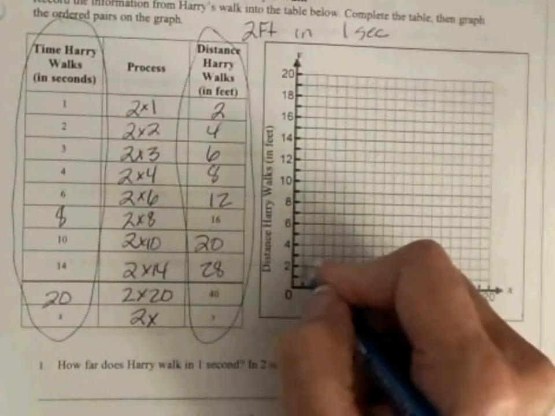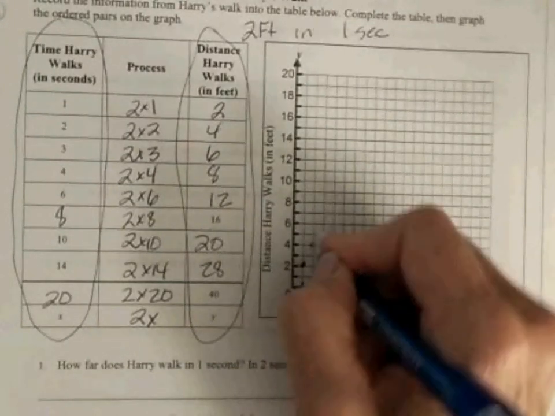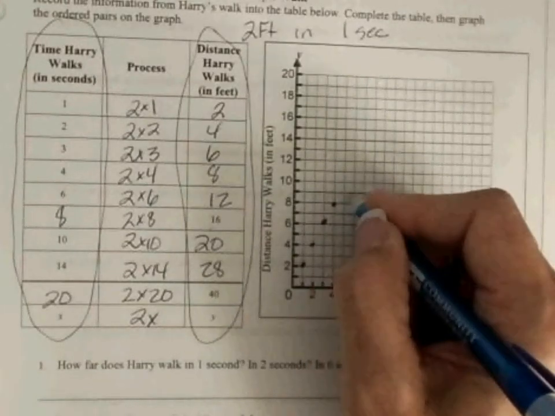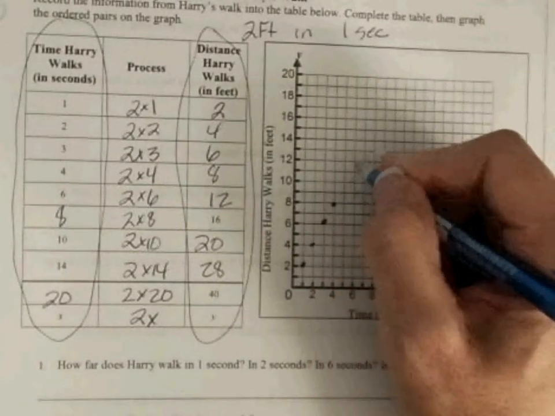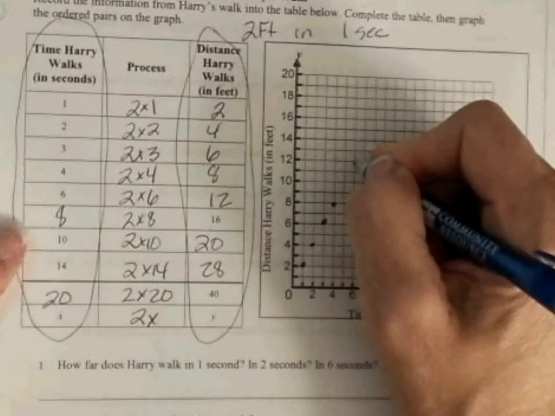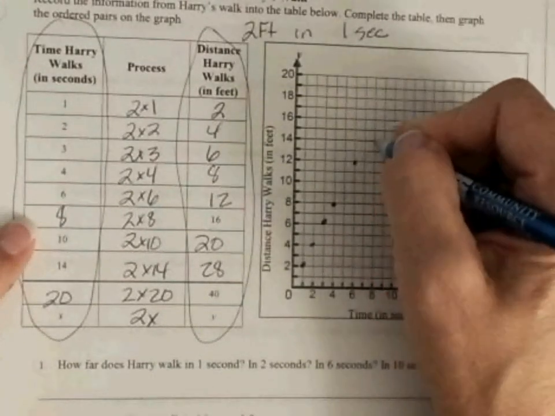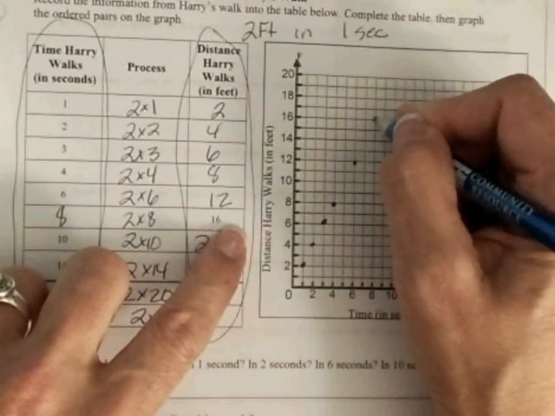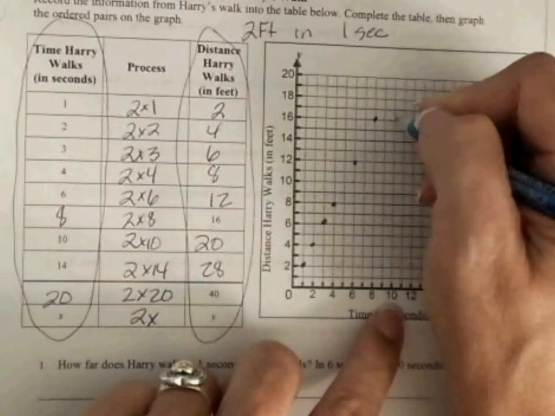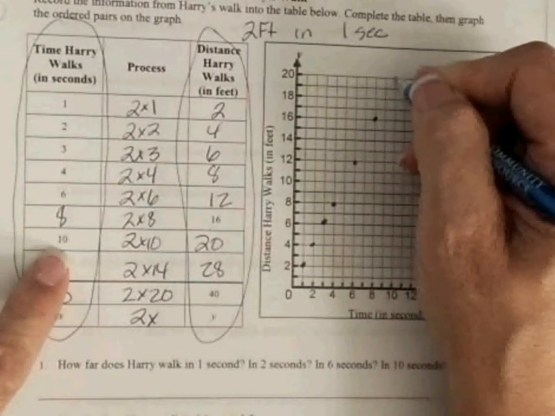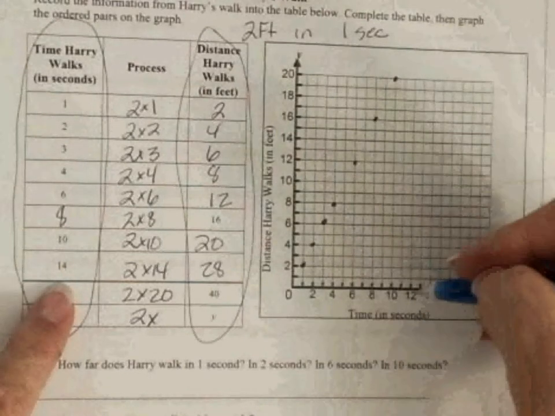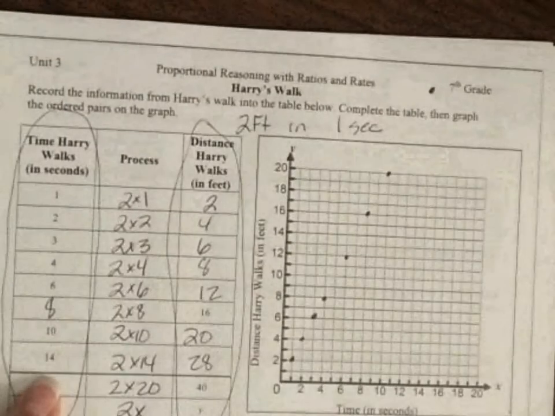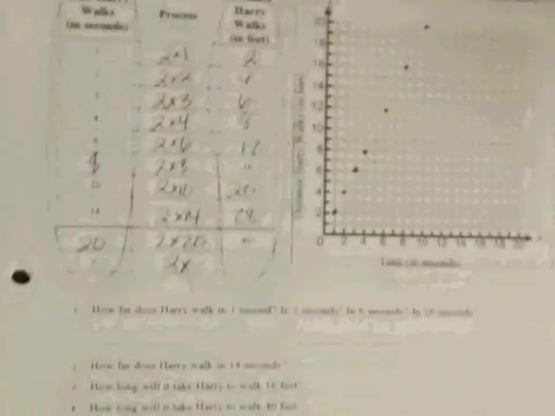We're going to graph it on our graph over here. So 1, 2, so we're going to have a linear graph here. Let me jump to 6. And then we have 7, 8, and 16, 10, and 20. And our next one would be 14, 28, which is off our chart. It would be somewhere up there. But as you can see, we have a linear graph.